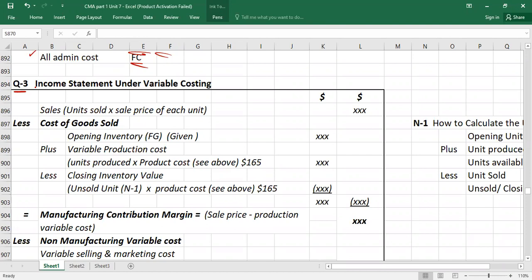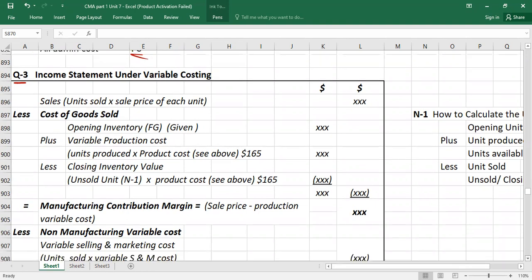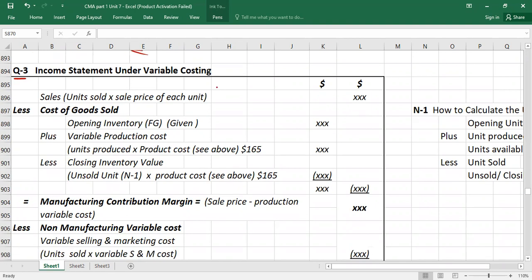This is the income statement by using what? Variable costing, which is called marginal costing. So here we go, guys. Number one, I need your concentration now, please. First of all, this side is for particulars. We will write your information. This is the inner column, and this is the final column of dollar.